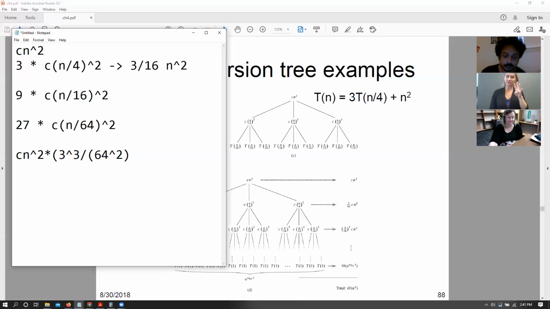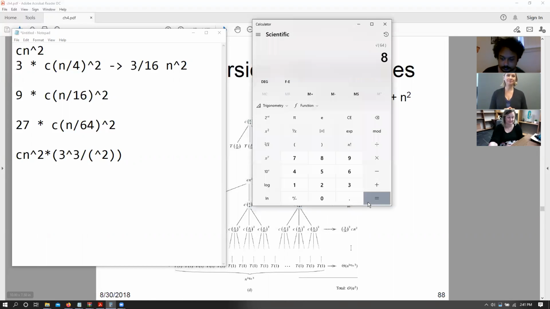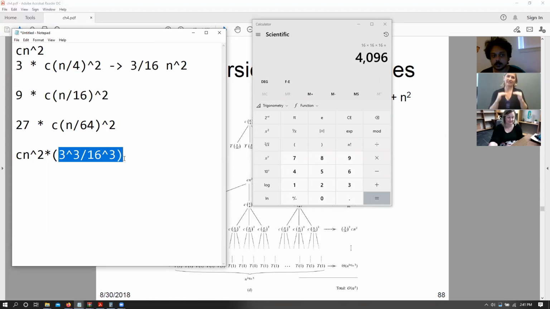64 squared is essentially 64 times 64, that gives you 4096. 4096 is essentially 16 times 16 times 16, right? So 64 squared becomes 16 cubed. Okay, so if we have this, then the next level basically becomes 3 cubed, 3 by 16 cubed. Does that make sense? Because 16 cubed is going to be 64 squared.